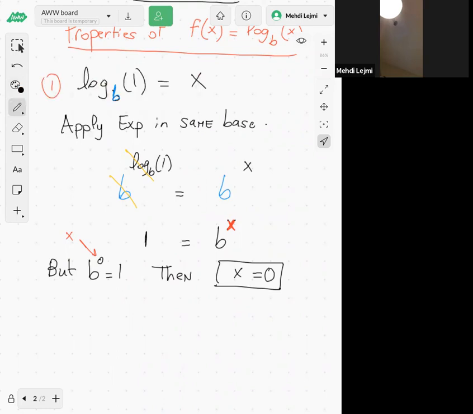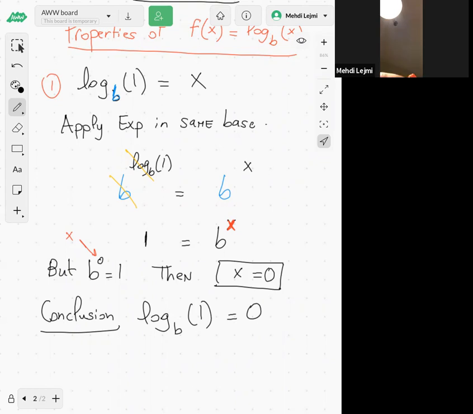So a conclusion here: log in base b of 1 is 0, and that's because b to the 0 is equal to 1. So what you need to keep in mind, guys, is that log of 1 in any base is 0. It's just the number 0.